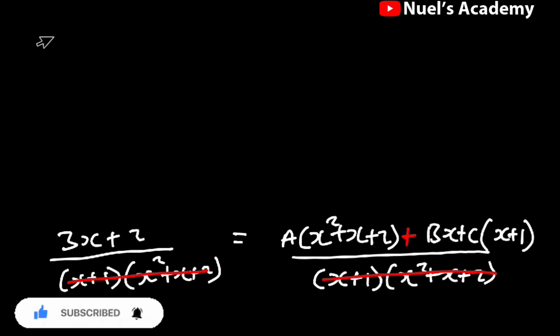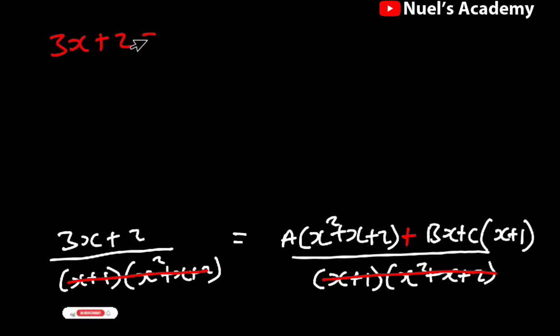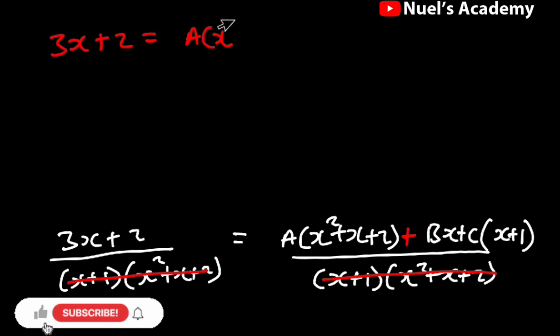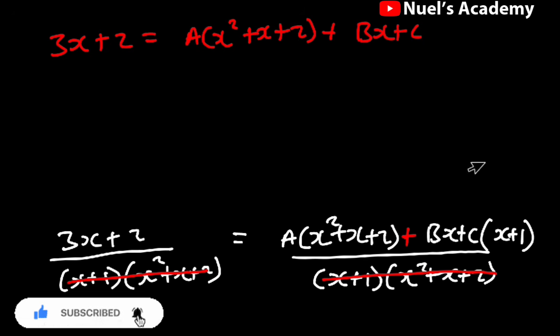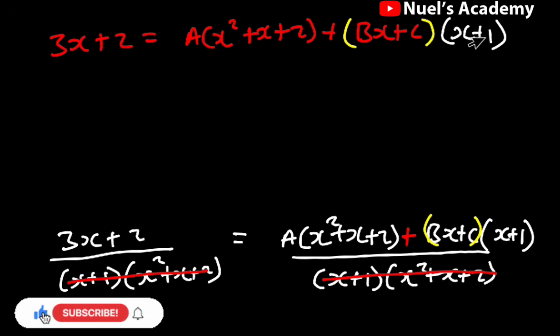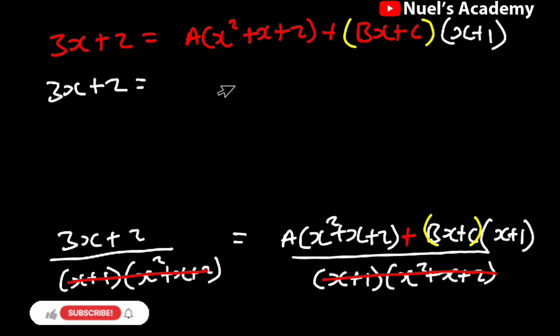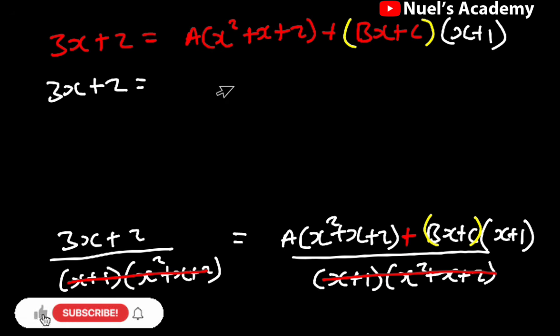So we're going to be left with only those that appeared at the numerator. So we have 3x plus 2 equals a(x squared plus x plus 2) plus (bx plus c). Please, this is in brackets, so multiply by (x plus 1). We're going to solve this using the method of comparing coefficients and also the cover-up method, so the two of them can work here.